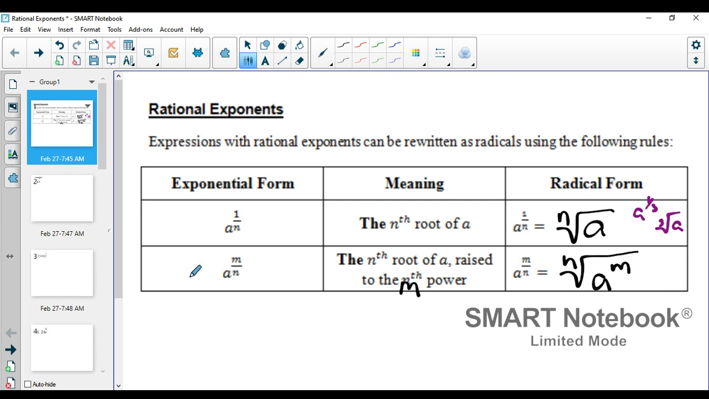Now, if you have a rational exponent where it's a to the m over n power, then it's the nth root of a, raised to the mth power. What that means is that the numerator of the fraction becomes the exponent with the base, and the denominator is the root in the radical sign. So if we had a to the 5/7, the 5 becomes the exponent, so it's a to the 5th, and then the 7 becomes the root, so it's the 7th root of a to the 5th power. All right, so that's what those two things mean.